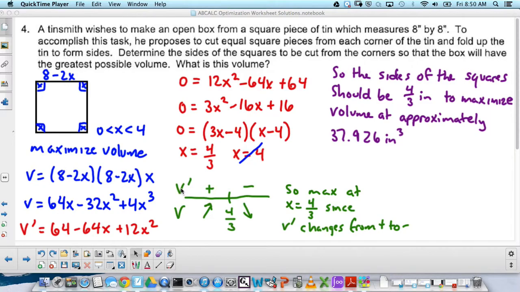We'll show that the derivative is increasing to the left and decreasing to the right, which if you plug in a value to the left of 4/3, you get this to be positive, and you plug in a value to the right of 4/3, you get this to be negative. So that's a max at x equals 4/3 since v prime changes from plus to minus. So the sides of our square should be 4/3 inches to maximize the volume at approximately 37.926 inches cubed, and you can get this by plugging in 4/3 into your volume function.